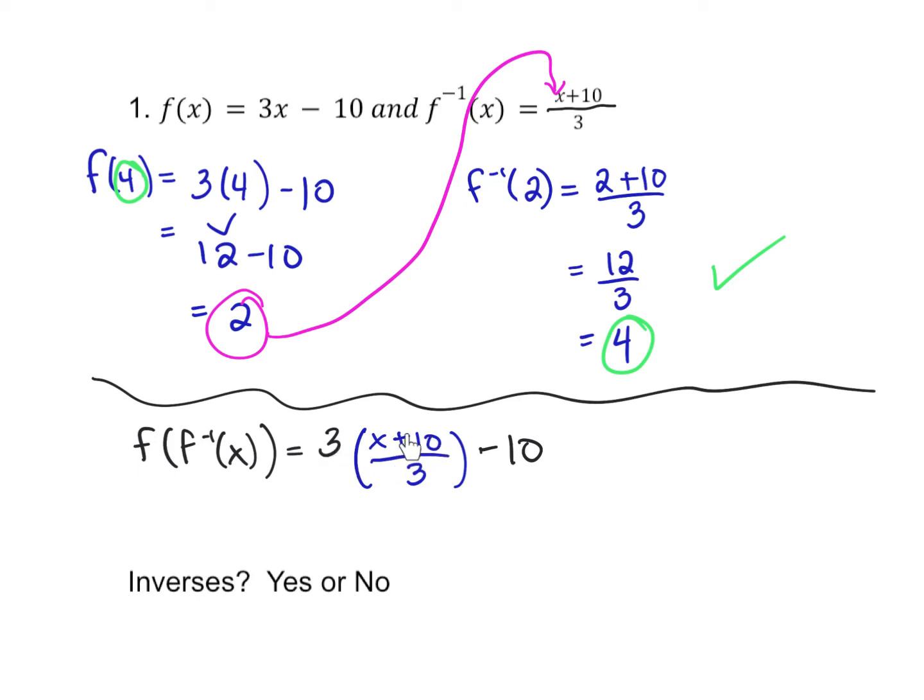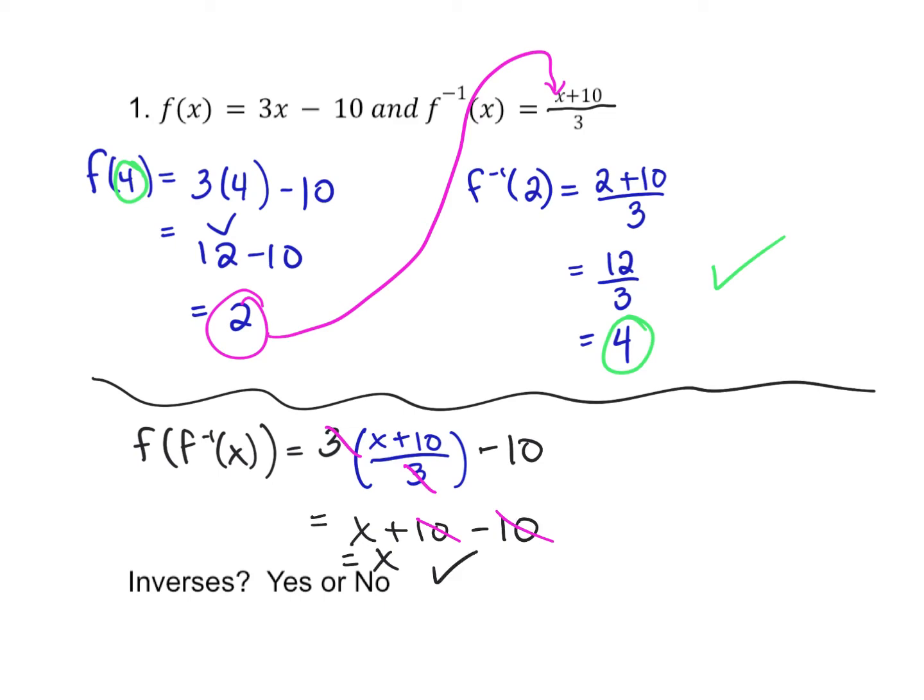I can't do anything with this 10 until I get rid of my fraction. So 3 times something and then divided by 3 is going to give me that something. So the 3's divide out at this step. Then what I'm left with is x plus 10 and then minus 10. 10 minus 10 is 0, so what I'm left with is x. And that verifies that I've done it correctly.